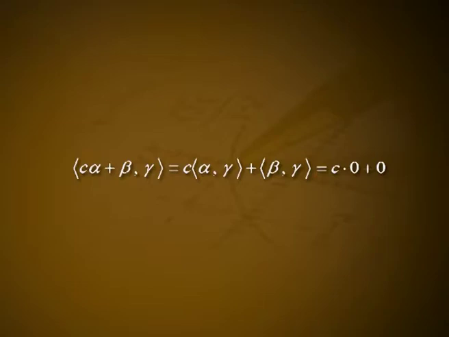Theorem 4. If S is any subset, need not be a subspace, of V, then its orthogonal complement S perp is always a subspace of V. Proof. S perp is non-empty because 0 belongs to S perp. Also, whenever alpha, beta belong to S perp and c in F, then for gamma belonging to S, we have the inner product of c alpha plus beta, gamma equal to c times the inner product of alpha, gamma plus the inner product of beta, gamma, which is equal to c times 0 plus 0, showing that c alpha plus beta belongs to S perp, and hence S perp is a subspace of V.